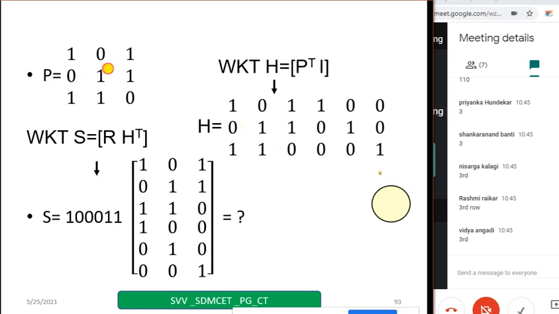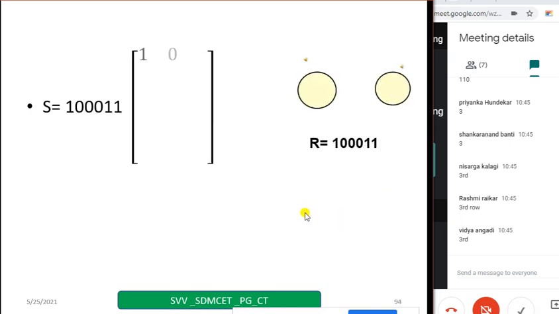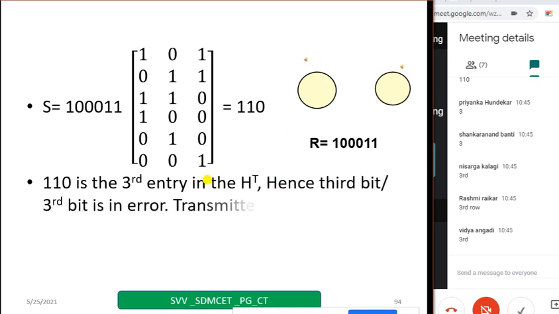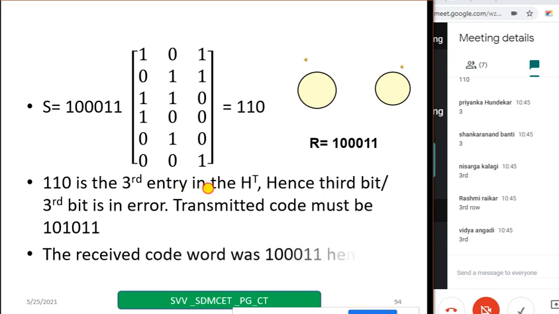P I have written and H I have written, P transpose I. Then S equal to RH transpose I am doing. This I was asking you. Most of the students have given the correct answer. When I multiply R into H transpose, I got 110. Many students typed the same thing in the chat box. Third entry, it is correct.